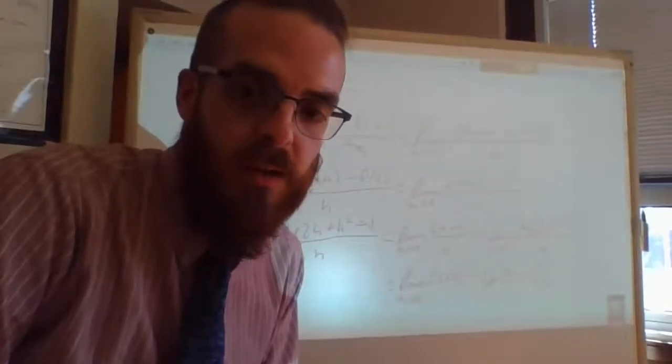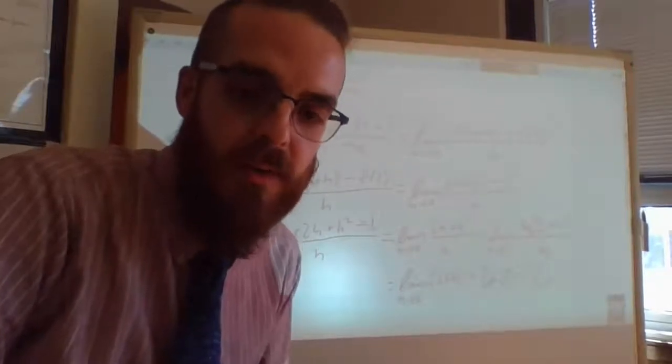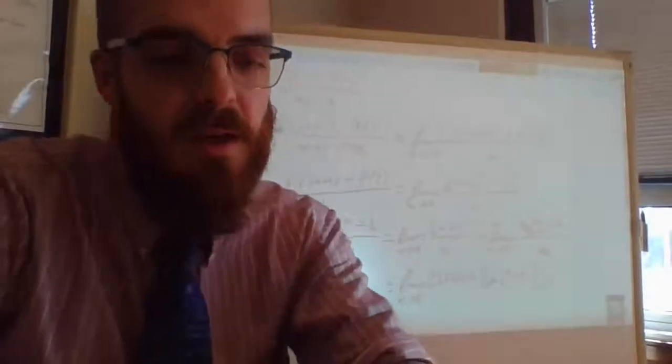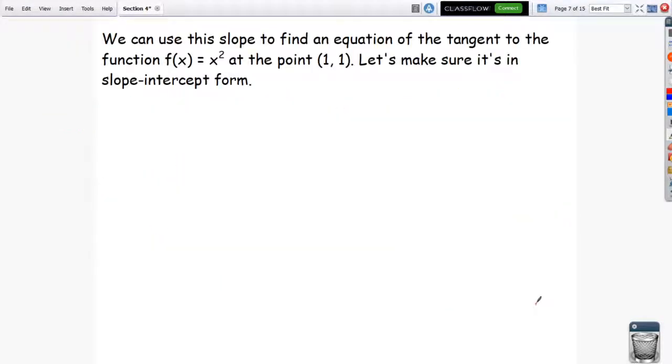So those are 2 ways to find the instantaneous slope, or the tangent slope, or the instantaneous rate of change. All of those words are synonymous. Now let's look at this next slide. It's saying we can use the slope to find an equation of the tangent to the function f of x equals x squared at the point 1, 1. Why are we doing the point 1, 1? Because we knew that we were finding the slope at 1. 1 squared gives me 1, so I know I need to find the equation of the line through that point.